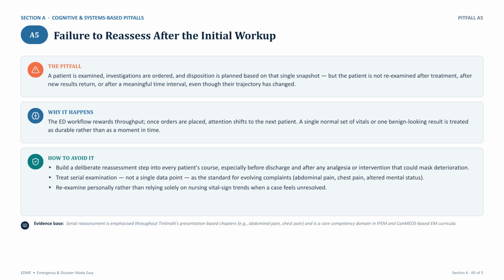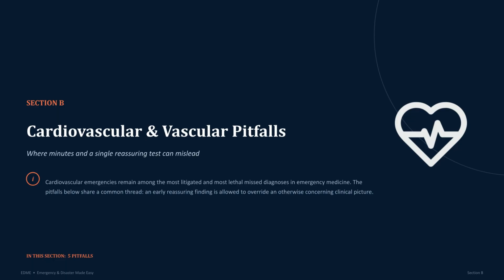Pitfall A5 is the failure to reassess after the initial workup. Many clinicians rely on a single snapshot for disposition. Remember that a patient's trajectory can change, and serial reassessment is essential before any discharge. Moving to Section B, we look at cardiovascular and vascular pitfalls.